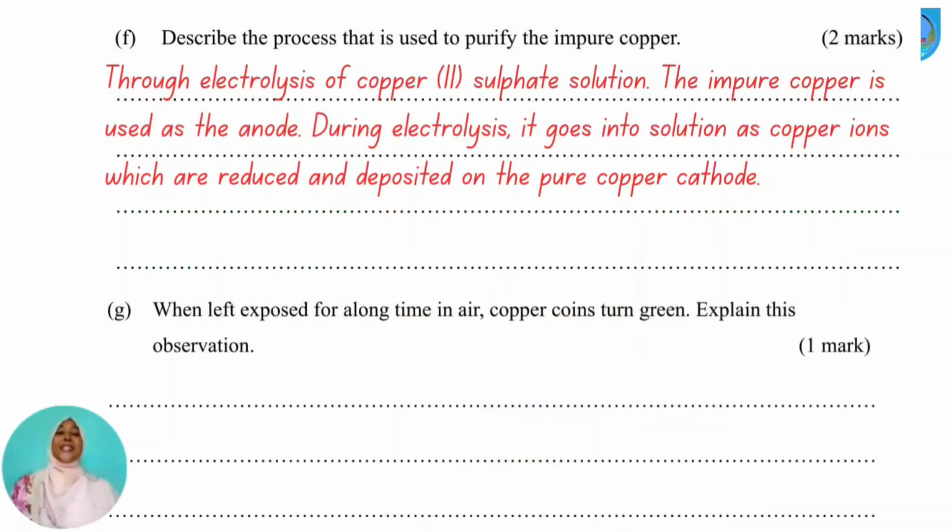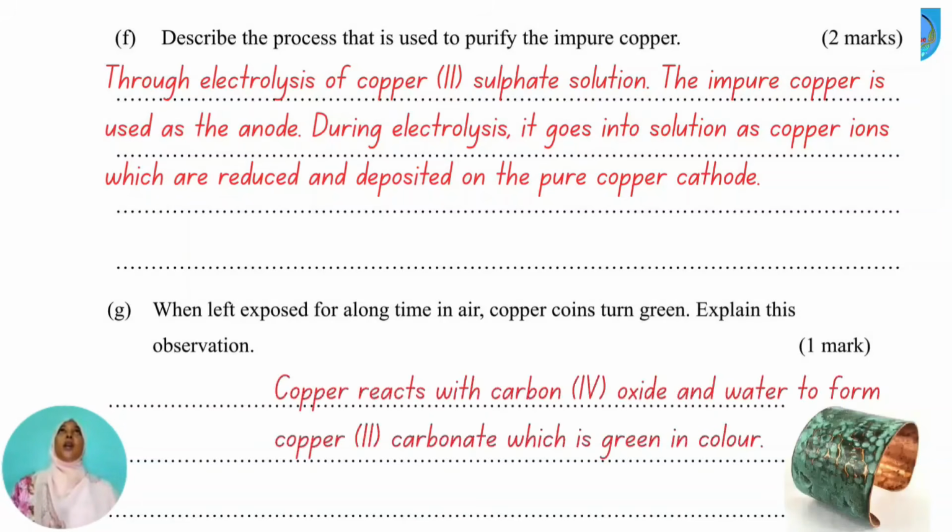Okay, part G. When left exposed for a long time in air, copper coins turn green. Explain this observation. Now, in the past, they used to have coins made of copper. No longer, okay? So you might have seen this concept, not in coins, but in jewelry, or in utensils and equipment that were made from copper. You will notice that over time, they turn green.